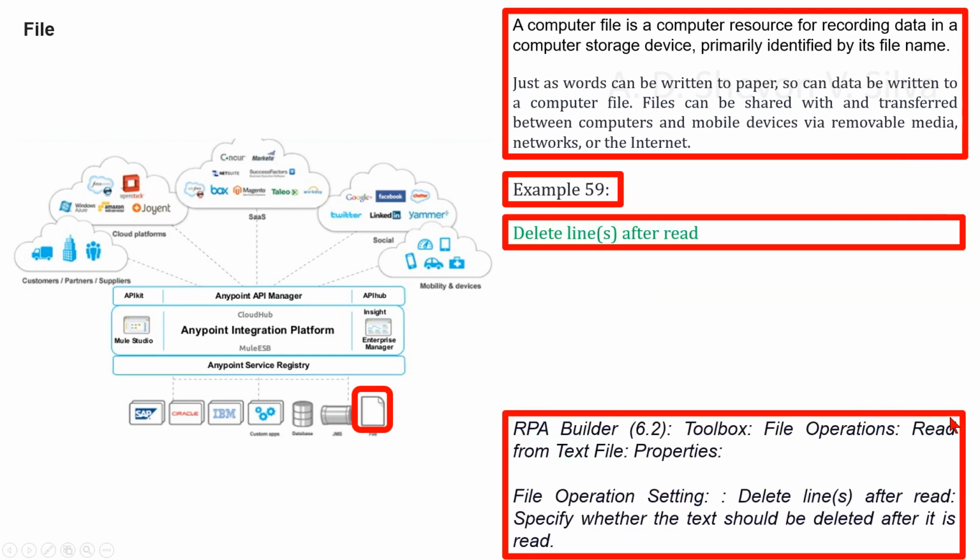Now we are considering properties in read from text file in file operations in toolbox in RPA Builder 6.2. Delete lines after read, the file operation here. Specify whether the text should be deleted after it is read.